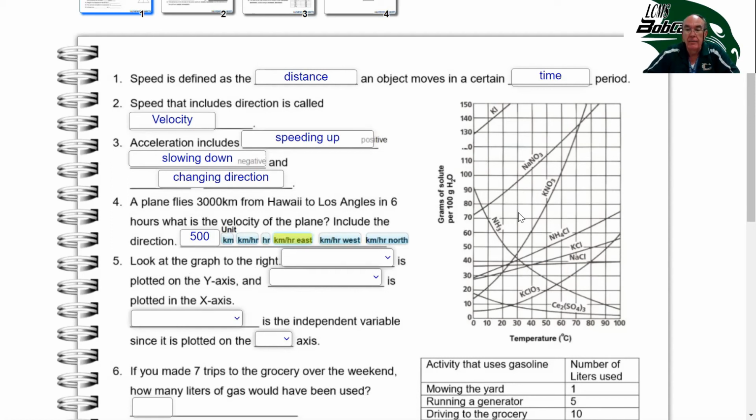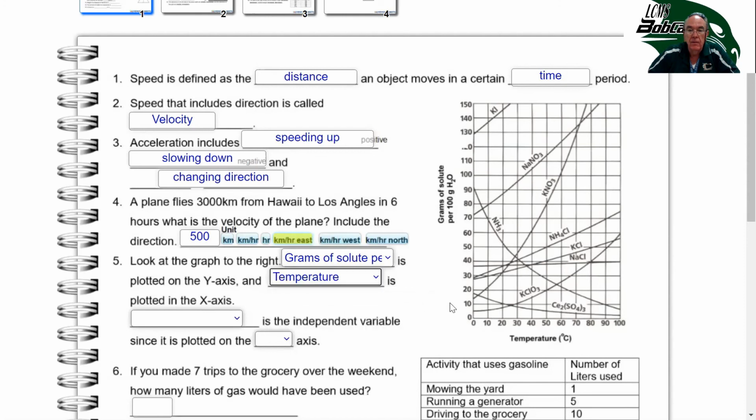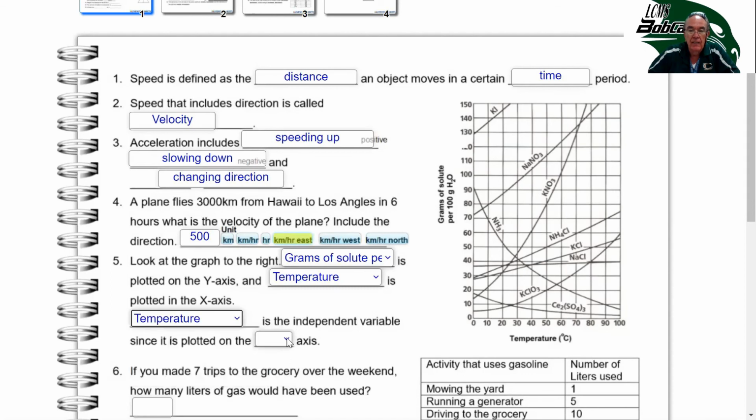Look at the graph at the right. What is plotted on the y-axis? On the y-axis is grams of solute, and on the x-axis is temperature. Which one is the independent variable? The independent variable is always on the x-axis. So temperature, since it is plotted on the x-axis.